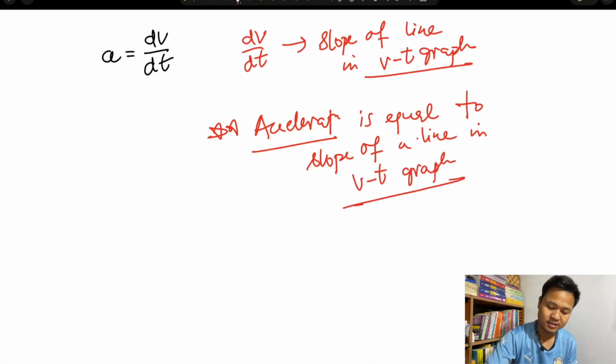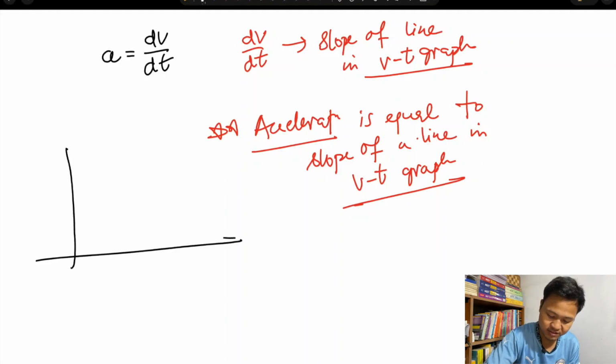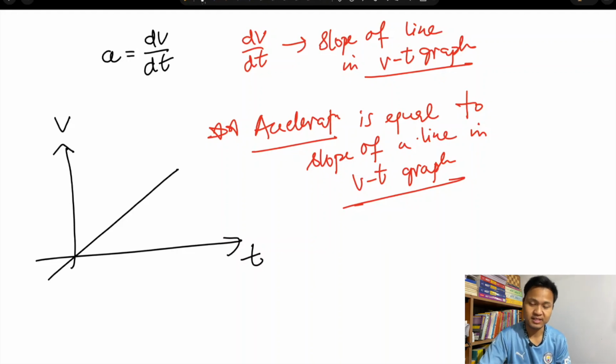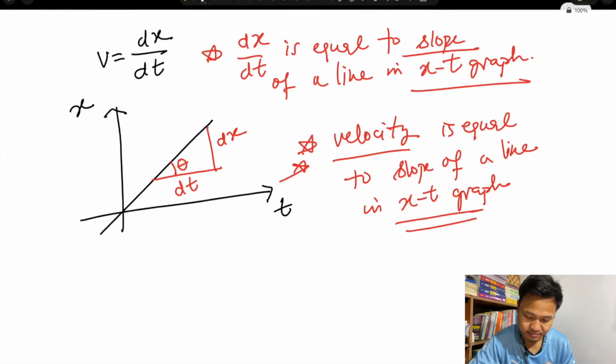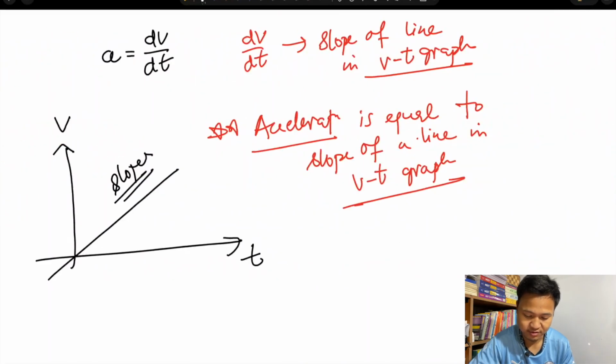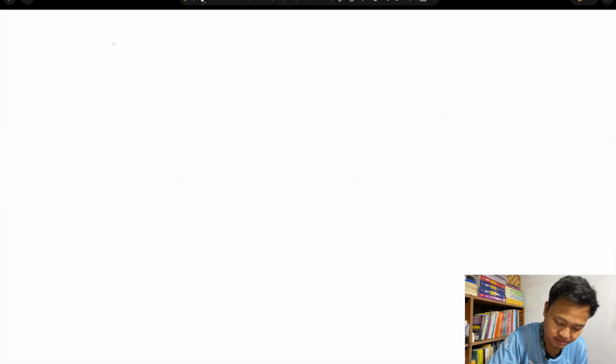Okay, now if you are given a velocity versus time graph, so you have some curve or some line here, for acceleration you have to find the slope of this line. So the slope of this line will give you the acceleration. So v equals dx by dt, and a equals dv by dt. Basically, those two.